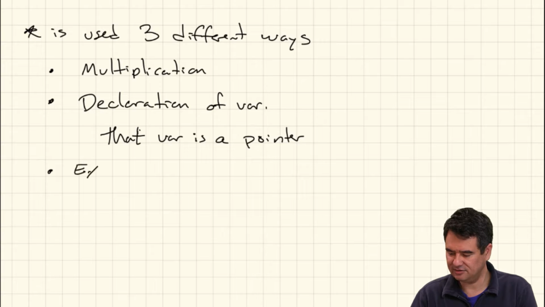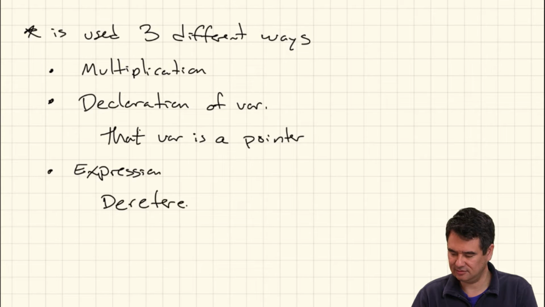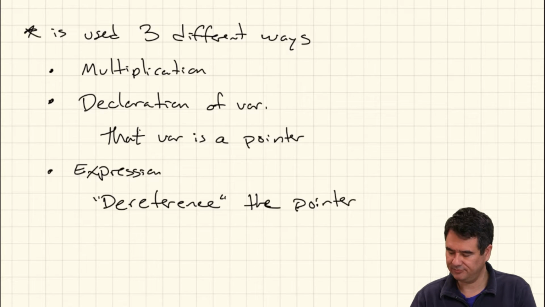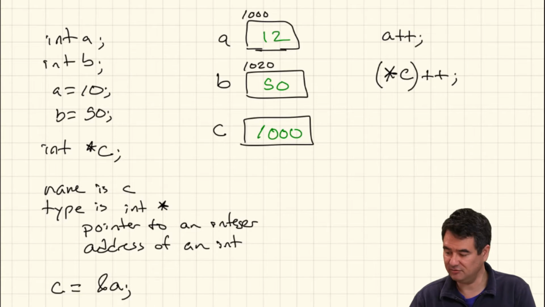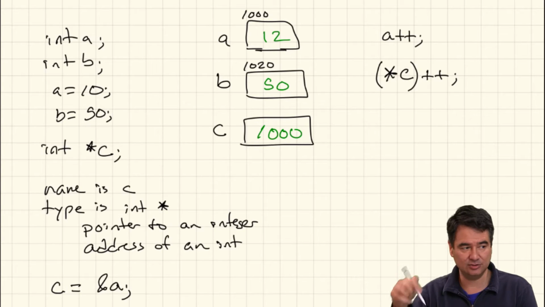And in an expression, it means dereference the pointer. Dereference is this act of going to the memory location that the value of the variable points to. So that means going to the location 1,000. That's called dereferencing the pointer, when you follow that link back to where it goes.